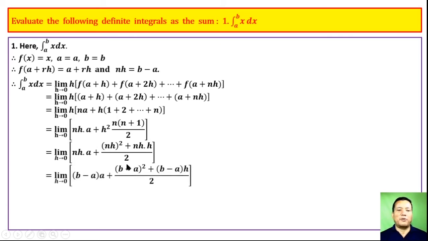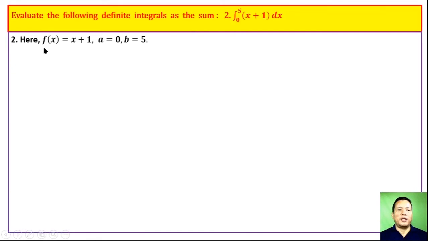As n tends to infinity, h tends to 0, and the limit as h tends to 0 gives 0. So we get b square minus a square by 2. We evaluate this definite integral and get the value.